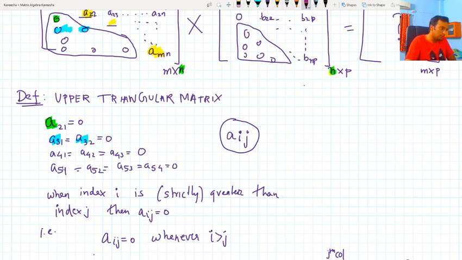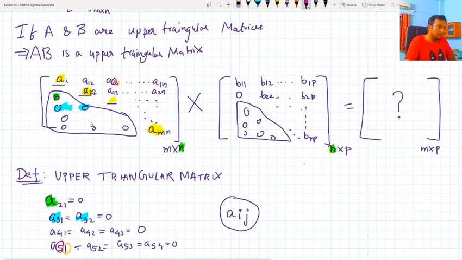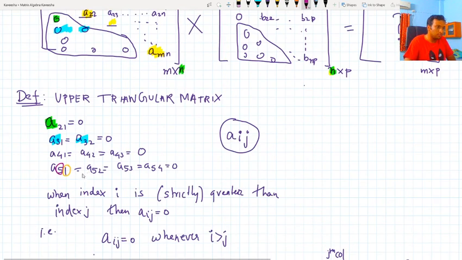when this index i is greater than the index j, only then the entries are turning out to be 0. For example, when the index j is 3 and the index i is 1, it is not that the index i is greater, so hence it is not 0. In any case, any entry in which the i index is more than the j index is 0.